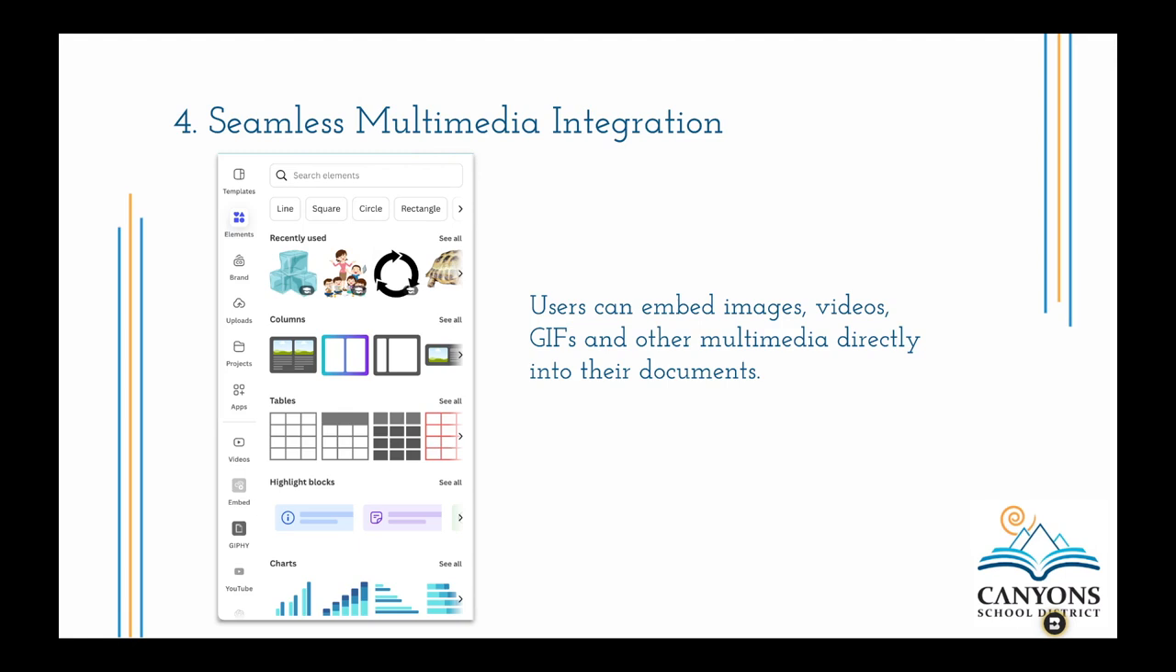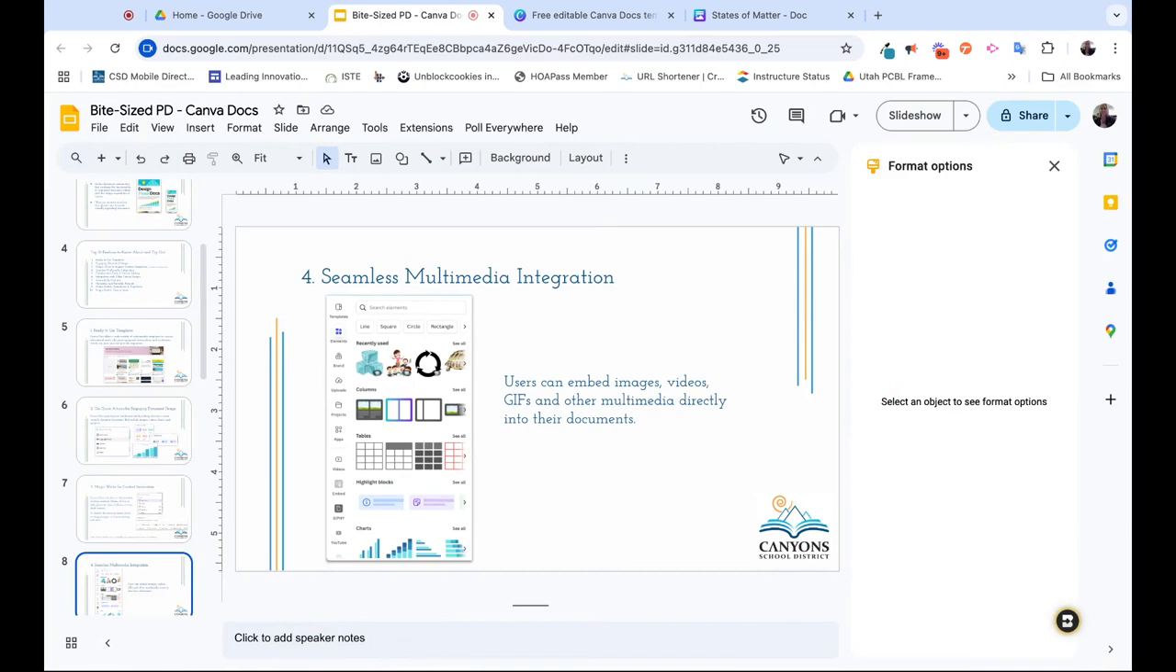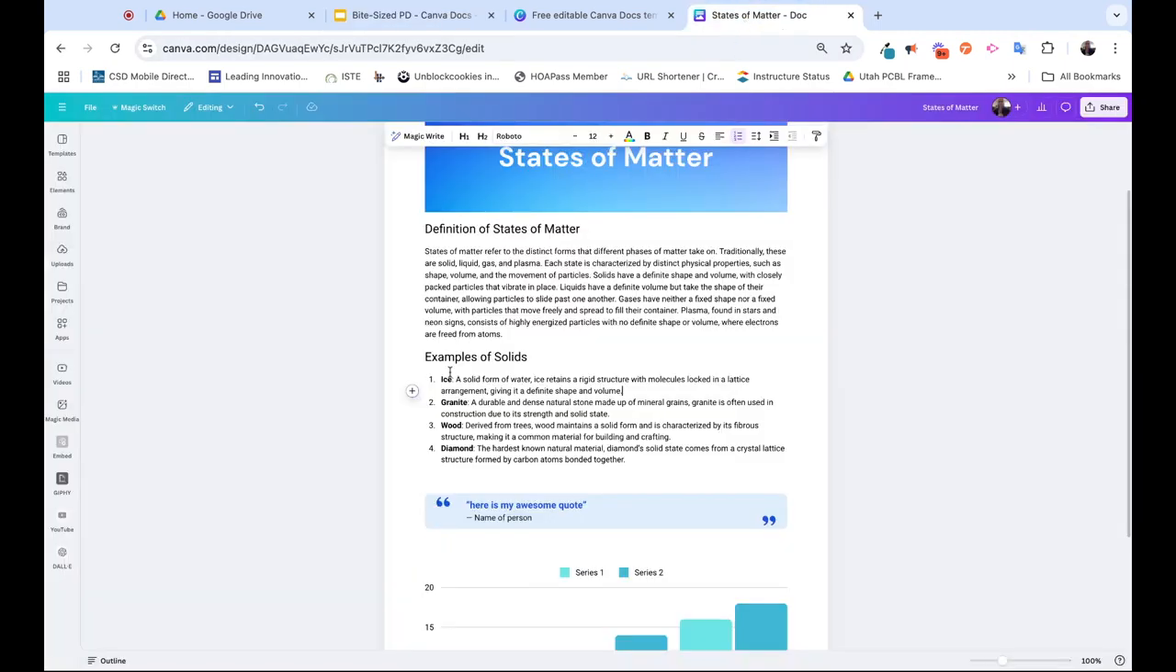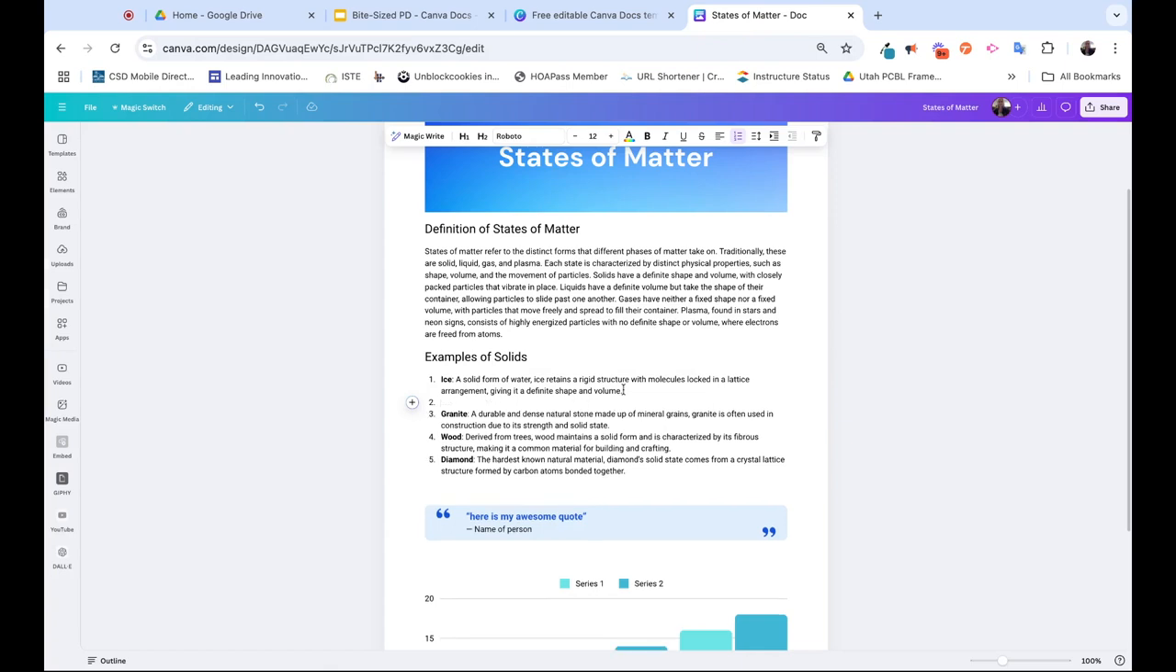Feature number 4, there's seamless multimedia integration. Bottom line, as I mentioned, I think briefly at the beginning, it's a way for you to utilize and access the images, videos, GIFs, a lot of the design elements that are built within Canva. So with the document that I've already started, let's say I have some examples of solids, but I want to actually include an image as well.